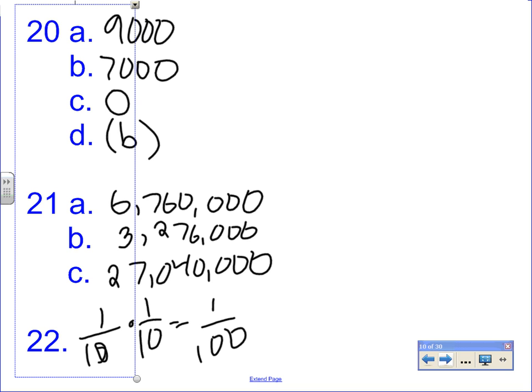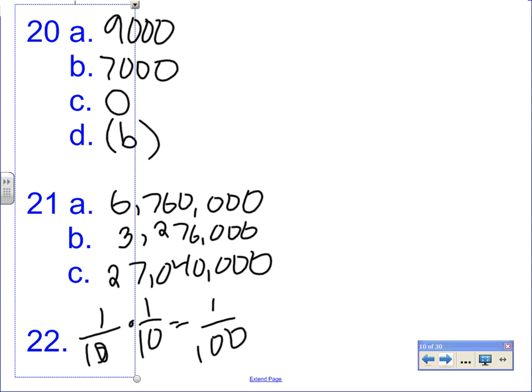Okay, number 22 asks you to find the probability that the spinner stops on a 4 and then on a 10. So that spinner next to 22, the probability of getting a 4 is 1 over 10, because there's 1 four, there's 10 possibilities, times the probability of getting a 10 is 1 out of 10. There's 1 ten and there's 10 possibilities.